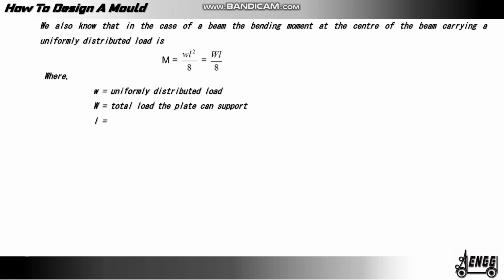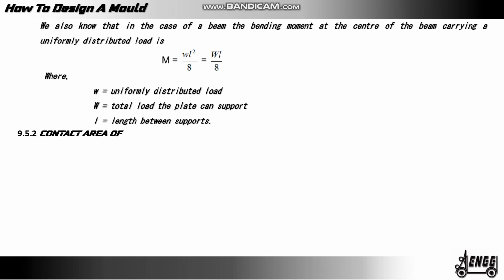We also know that in the case of a beam, the bending moment at the center of the beam carrying a uniformly distributed load is M = WL²/8, which is equal to WL/8, where W is the uniformly distributed load, capital W is the total load the plate can support, and L is the length between supports.